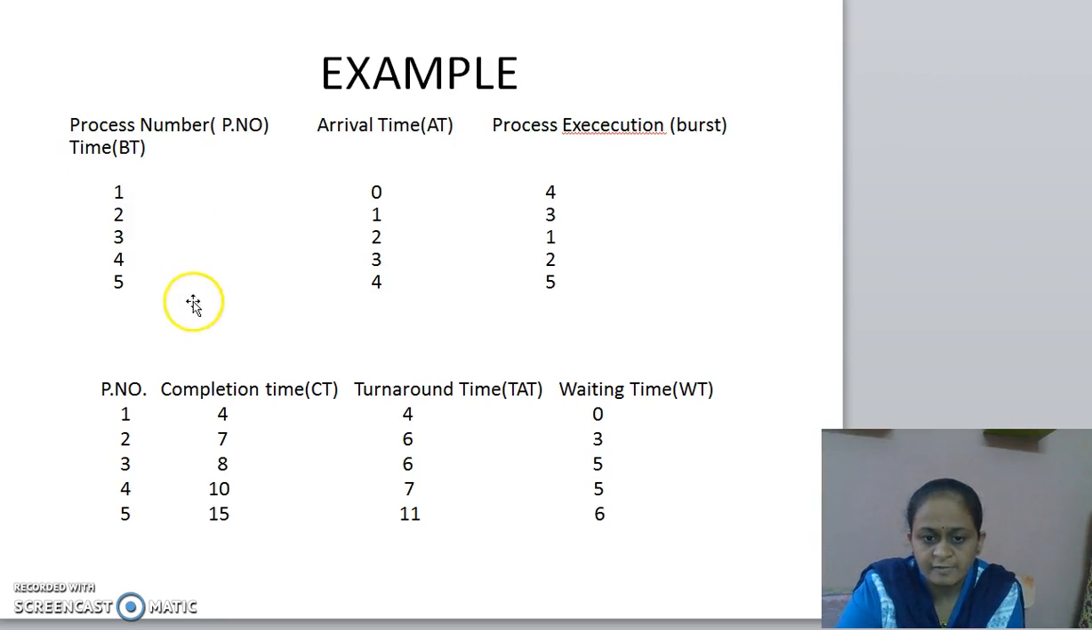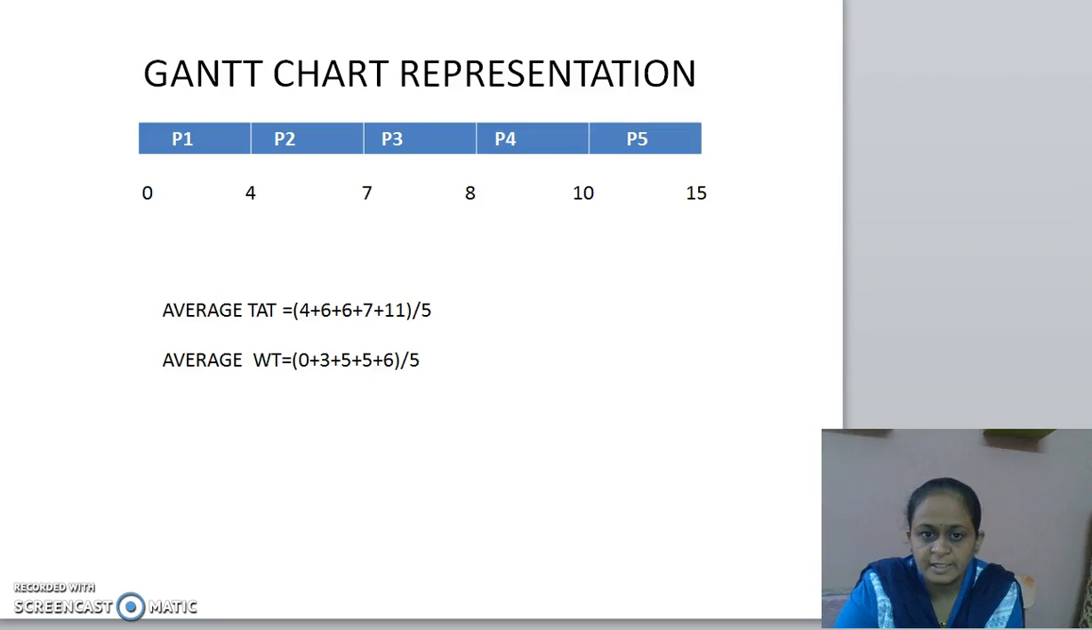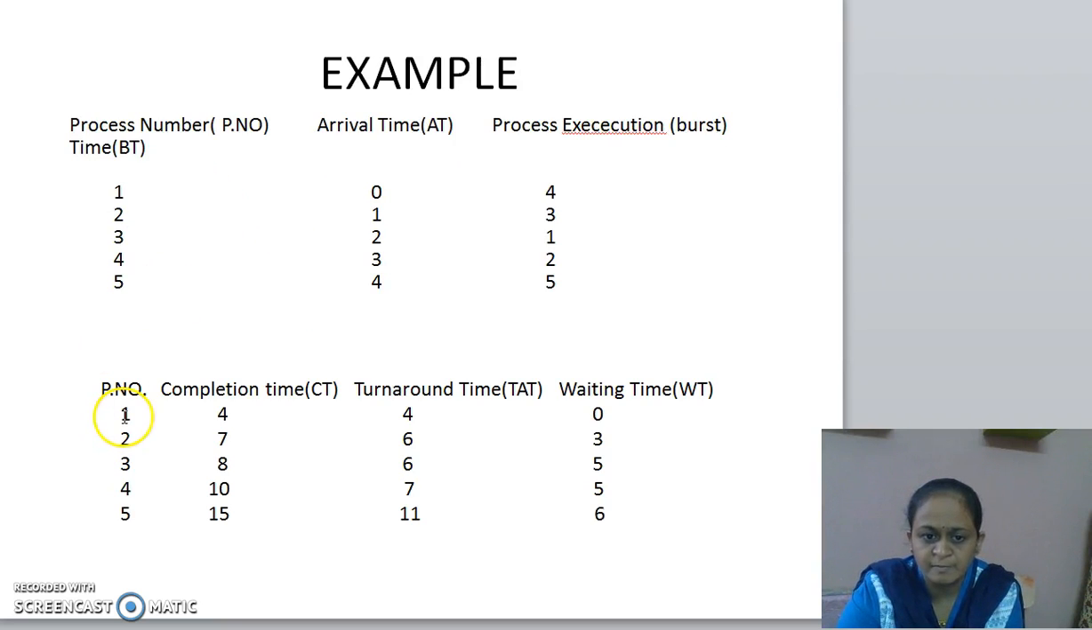In this we have shown the completion time. The completion time is nothing but the time at which the process gets completed. So in this, process P1 has completed at 4, process P2 has completed at 7, process P3 has completed at 8, process 4 has completed at 10, and process 5 has completed at 15.